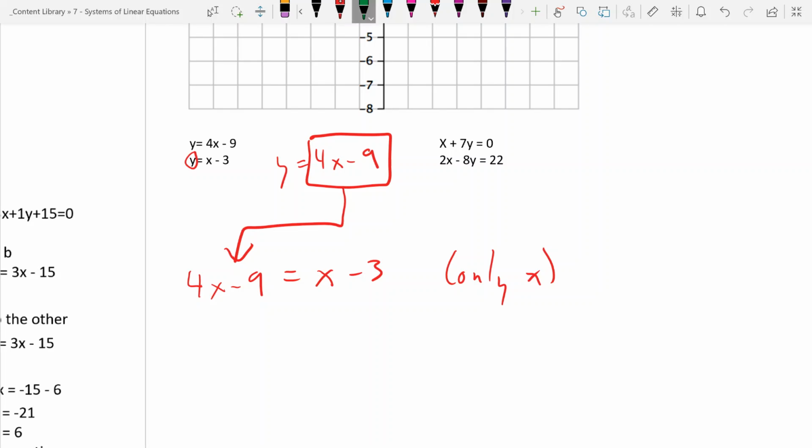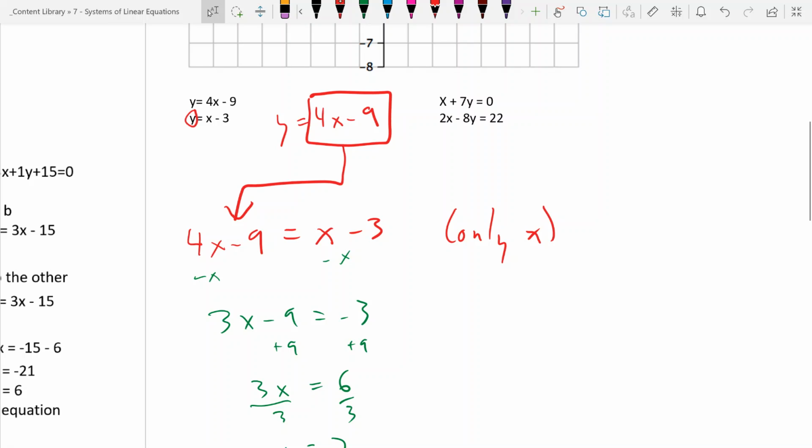So I'll subtract x from both sides. So we get 3x minus 9 equals negative 3. Add 9 to both sides. So we get 3x equals 6. Divide both by 3. And I ended up getting x is equal to 2. Okay? Again, are we done?